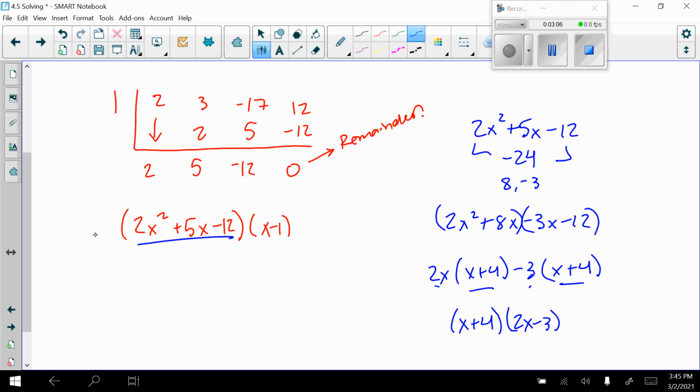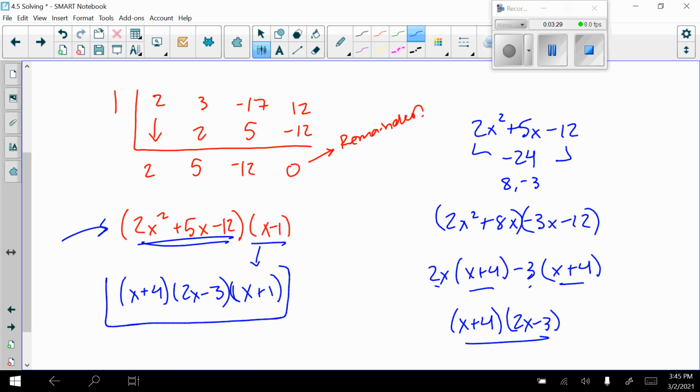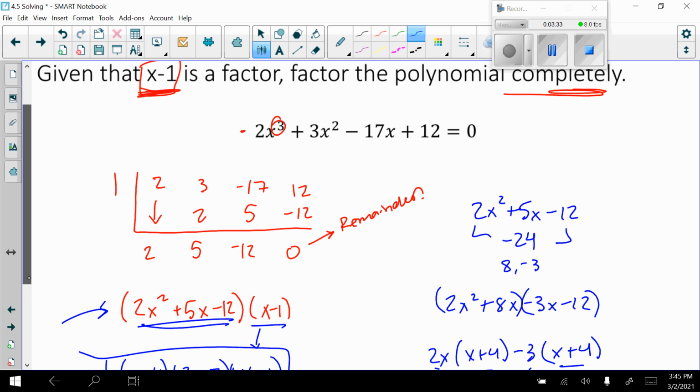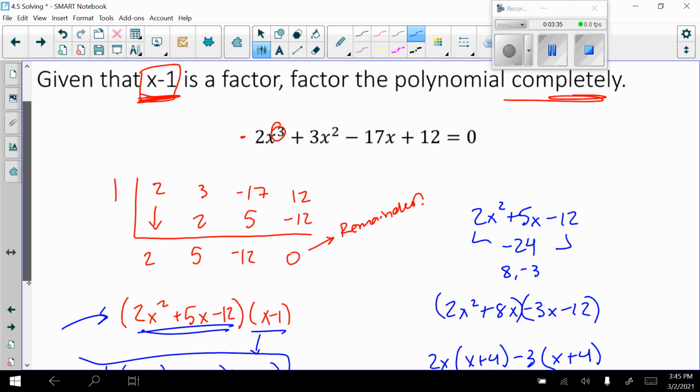So if I come back over here now, this thing, 2x squared plus 5x minus 12, just factored to become x plus 4 times 2x minus 3. And then I can't forget about x minus 1, the factor that I had there at the beginning as well. So the final factored form of this polynomial is right here. Like I said, that was what the last video was about. So we just factored that thing.